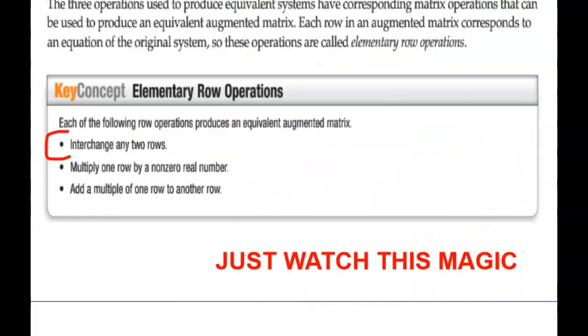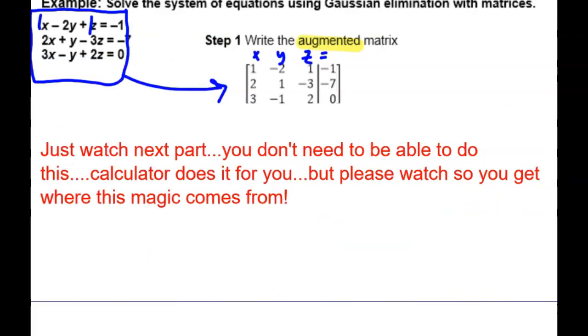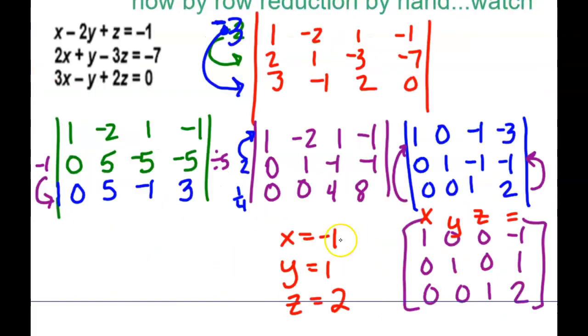Okay. Negative 1, 1, 2. Okay. So I did it once with the variables in, once without. You ready to learn the real magic?